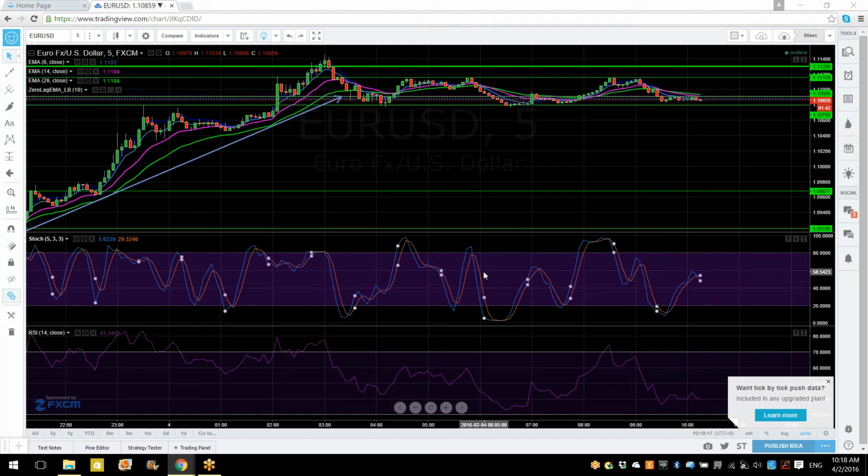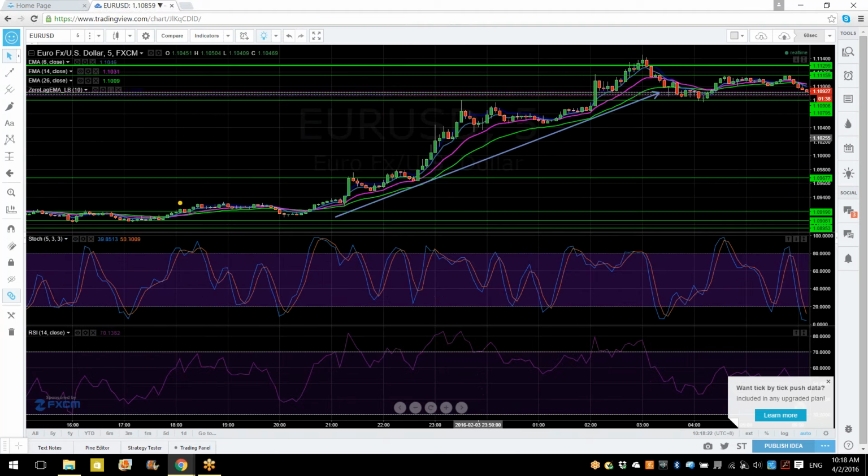Basically, stochastic is an oscillator. The market here, if you see, the market kept moving up, but the stochastic went up and down. Now, this indicator does not work very well when the market is trending. So very important: when the market is trending, don't use stochastic. Don't trade even.